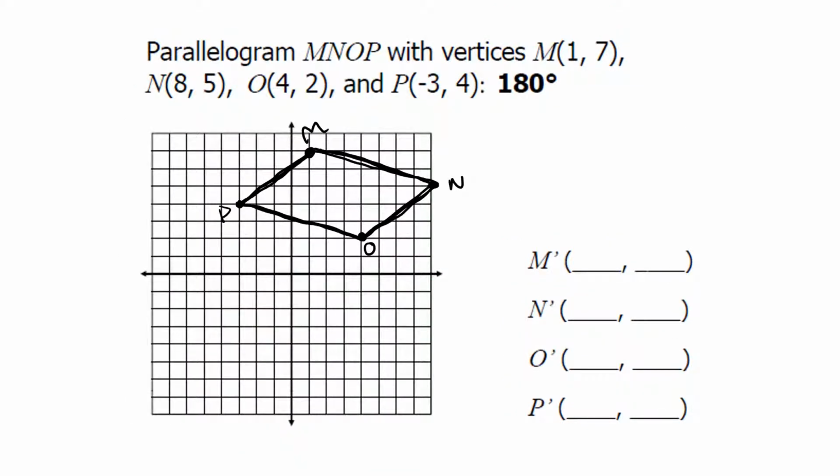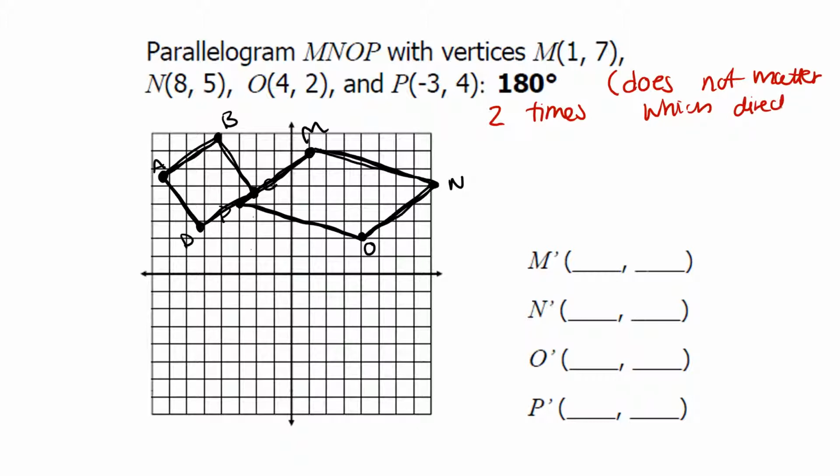For this problem, we have parallelogram MNOP with vertices M at 1, 7, N at 8, 5, O at 4, 2, and P at -3, 4. We're going to rotate 180 degrees, which is 2 times. It does not say counterclockwise or clockwise because it does not matter which direction you go. Both directions will get you the same location. What you should notice is that one point is left by itself in its own quadrant. Letter P is not with the rest of the group. It's off in a different section, so we have to treat that differently.